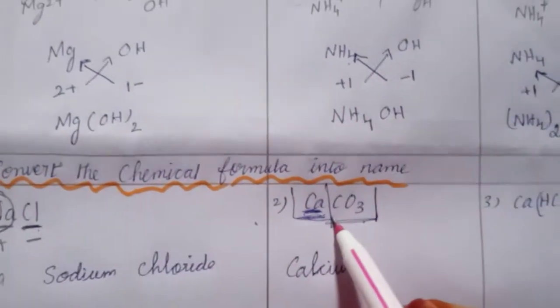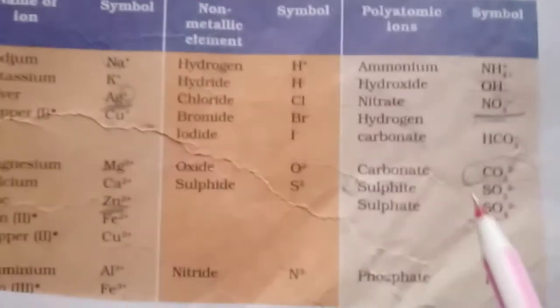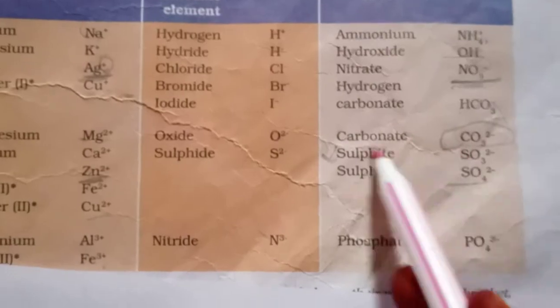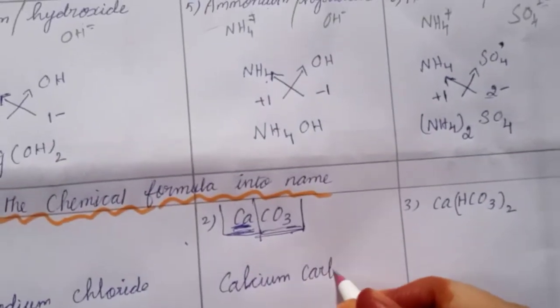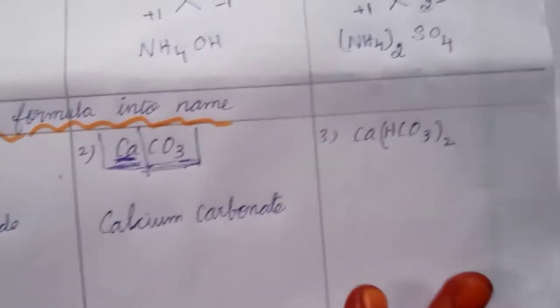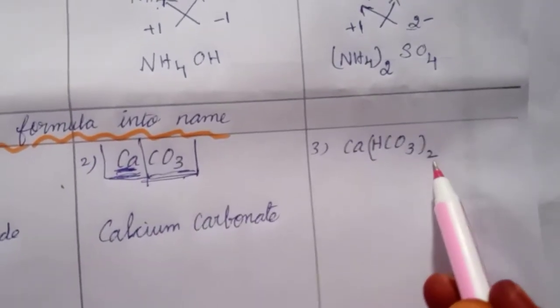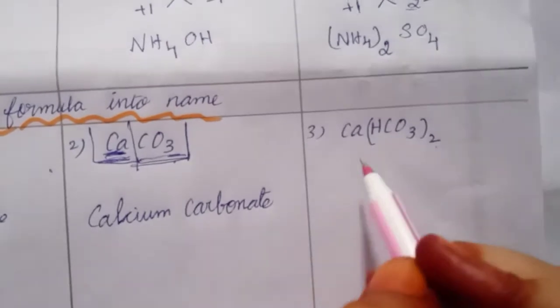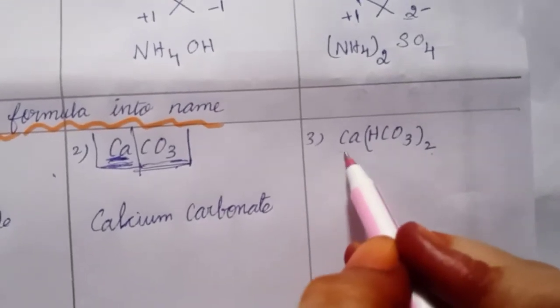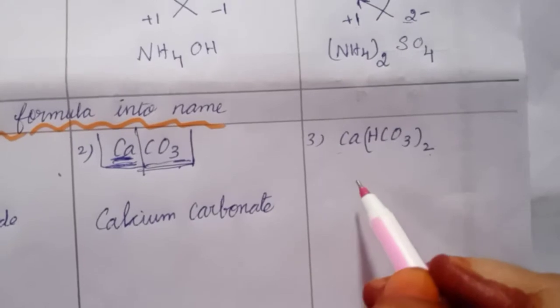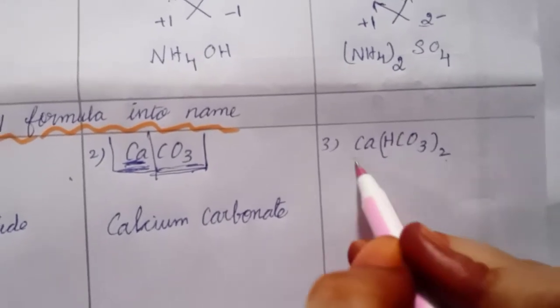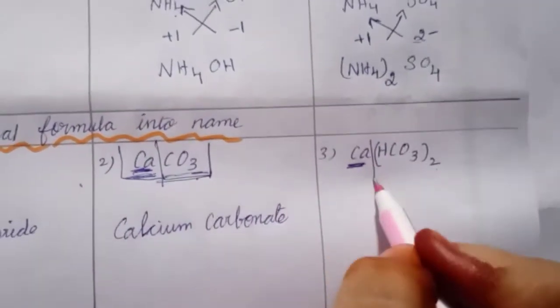And next CO3. What is the name for CO3? It is a negative ion. Carbonate. Okay, so that name is calcium carbonate. And next, here the third sum, Ca(HCO3) twice is there. I told you first you have to find out the positive ion. Here what is the positive ion? Metals are always positive. Here what is the metal? Ca. So this is the positive.